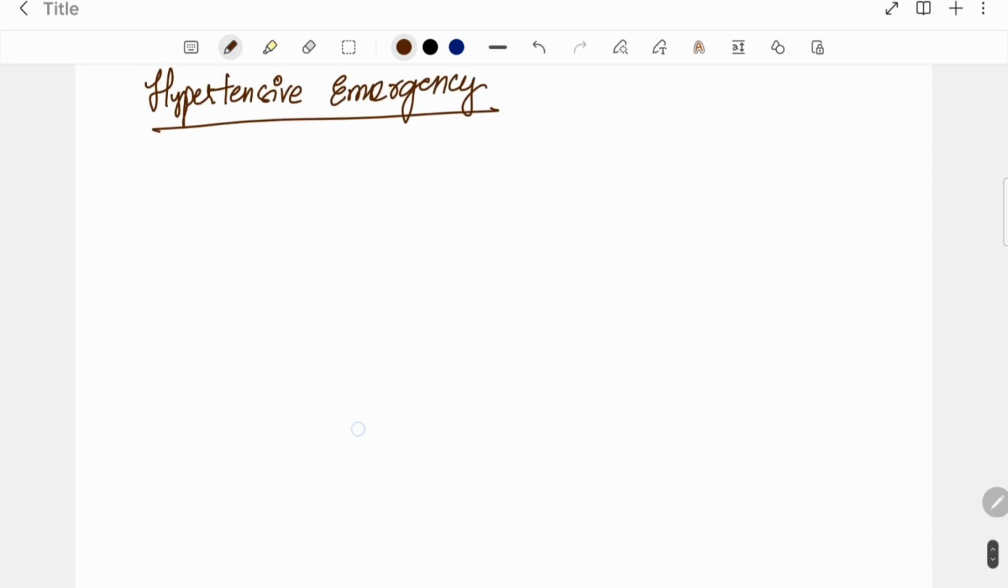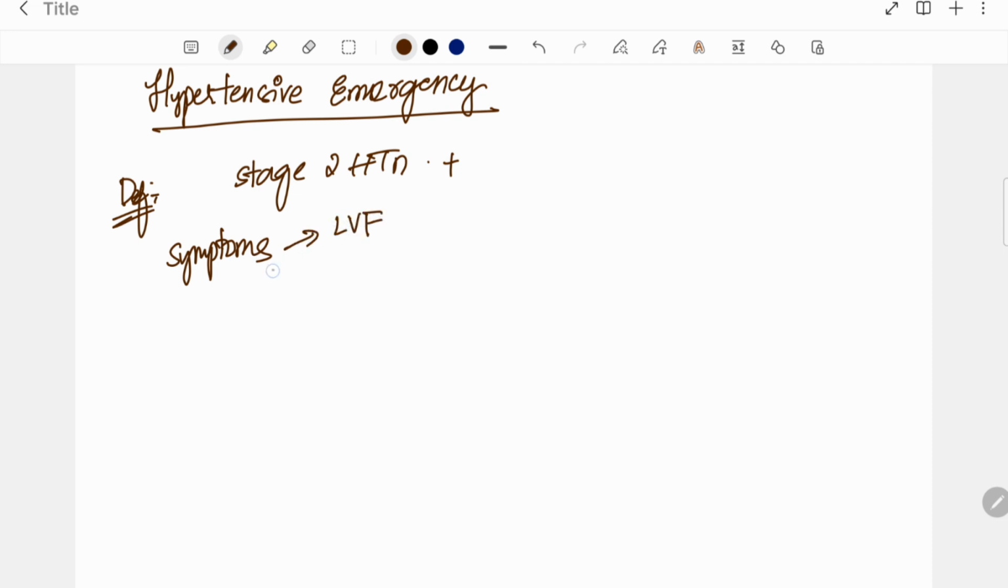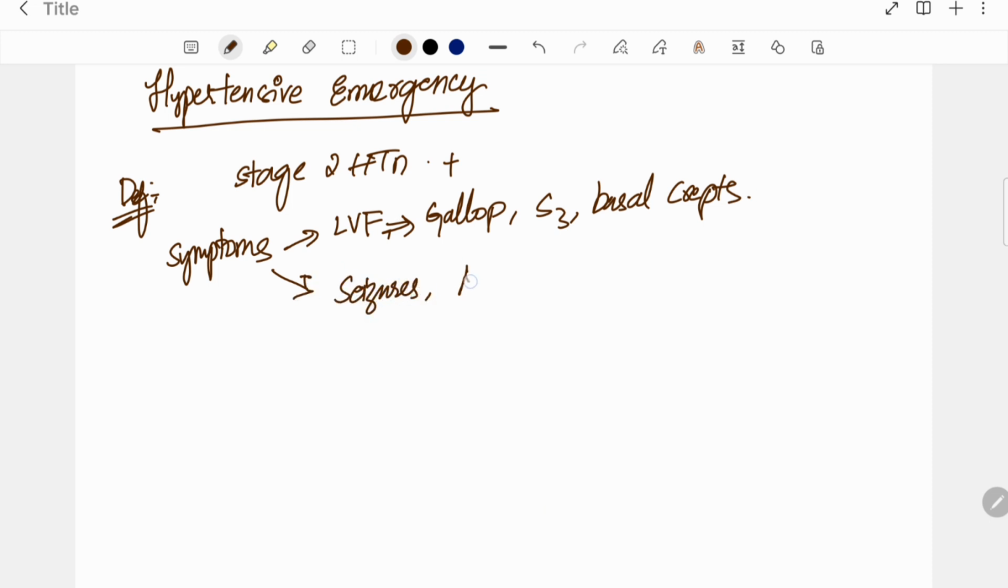For hypertensive emergency, the definition is stage 2 hypertension, that is more than the 95th percentile plus 12 mmHg of blood pressure, or if the child is more than 13 years old, blood pressure more than 140 by 90 mmHg. Along with stage 2 hypertension, we need to have symptoms such as left ventricular failure, that is gallop S3 and basal crepitations, and other symptoms like seizures and headache.